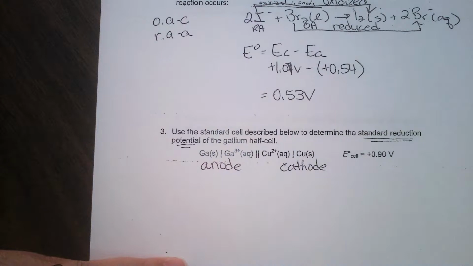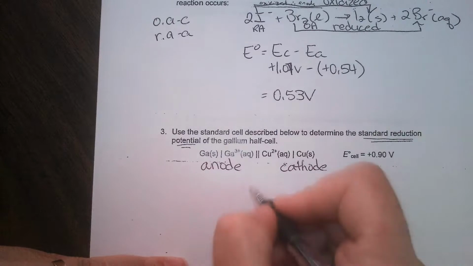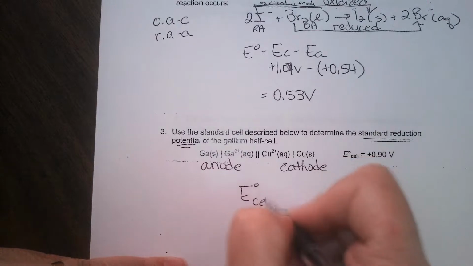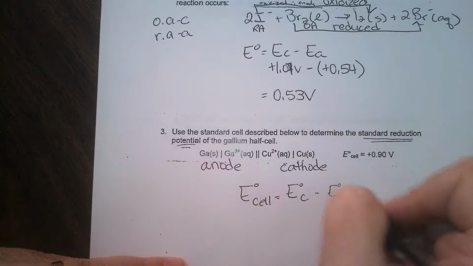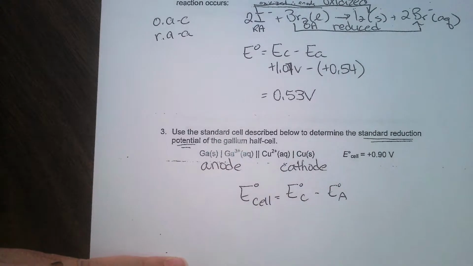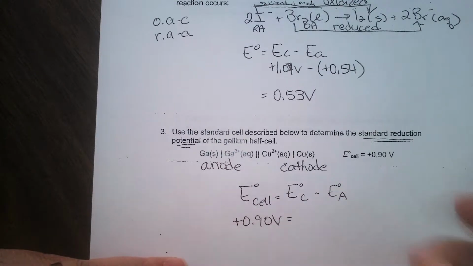Okay, and it says that the E of the cell is positive 0.90 volts. It's asking us to find the cell potential of the gallium. So we know that E of the cell is equal to the cathode minus the anode. What's copper's value?